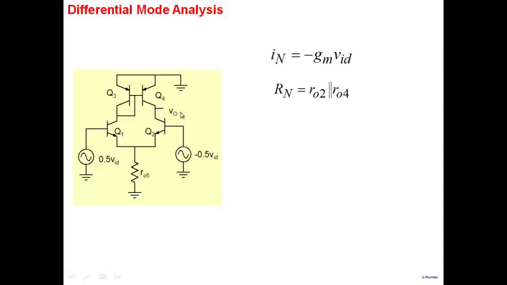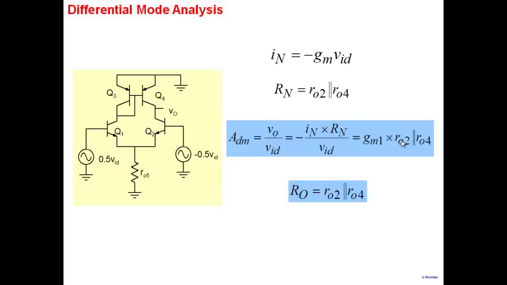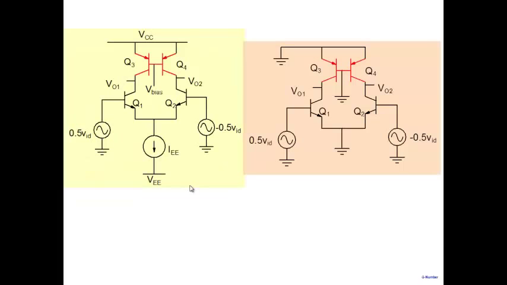You will find that the gain at this particular point is very close to 1, while the gain at this particular point is a very large quantity. Easily you will get gains of 500,000 because the GM and R0 product is very large. So you end up getting a very large differential gain using this particular stage. Now, unfortunately, common mode.